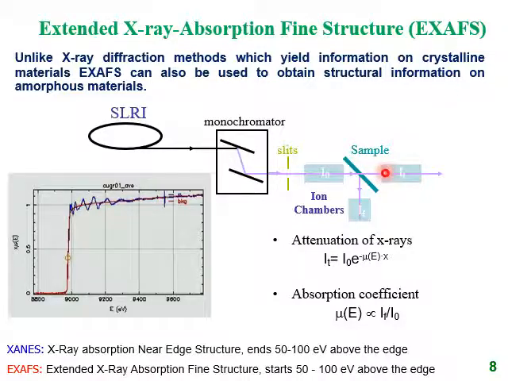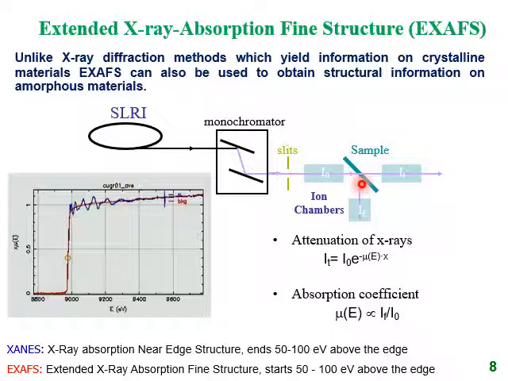So here is the cartoon of the typical experimental setup. The circle here represents the synchrotron storage ring, which provides high energy X-rays. We use the monochromator to select specific X-ray energies. The X-ray passes through this slit.